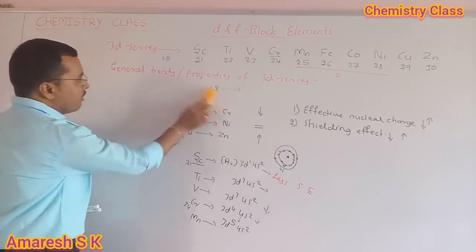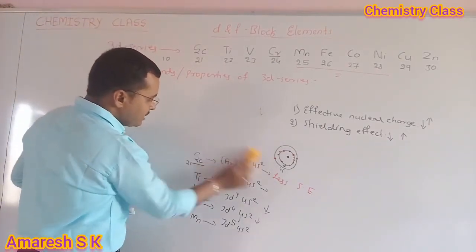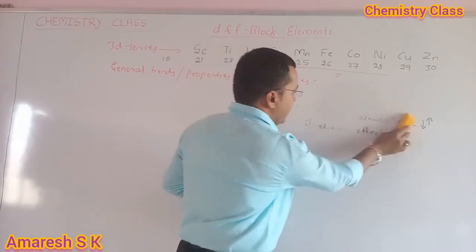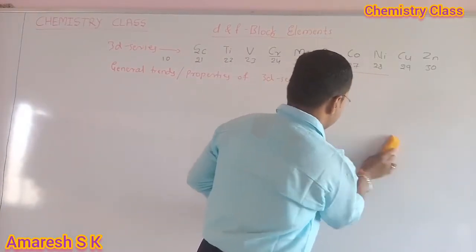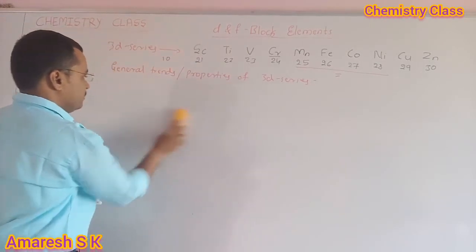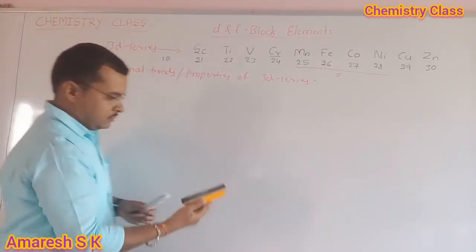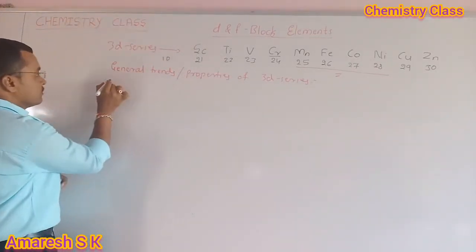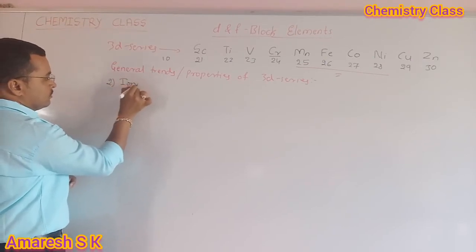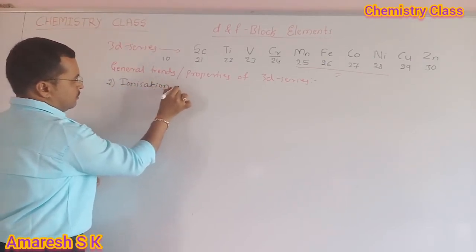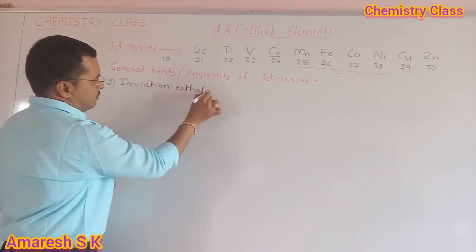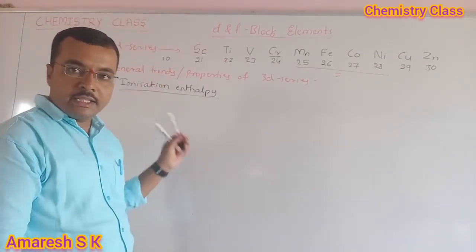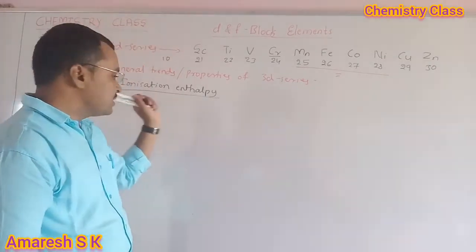And the next property or next trend of the 3D series of elements is ionization enthalpy. Next concept is ionization enthalpy, or enthalpy of ionization, or also we can call it ionization enthalpy.